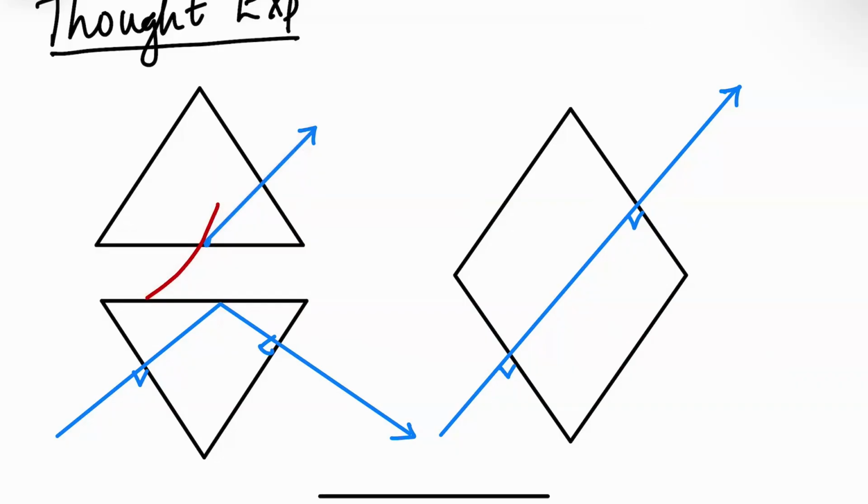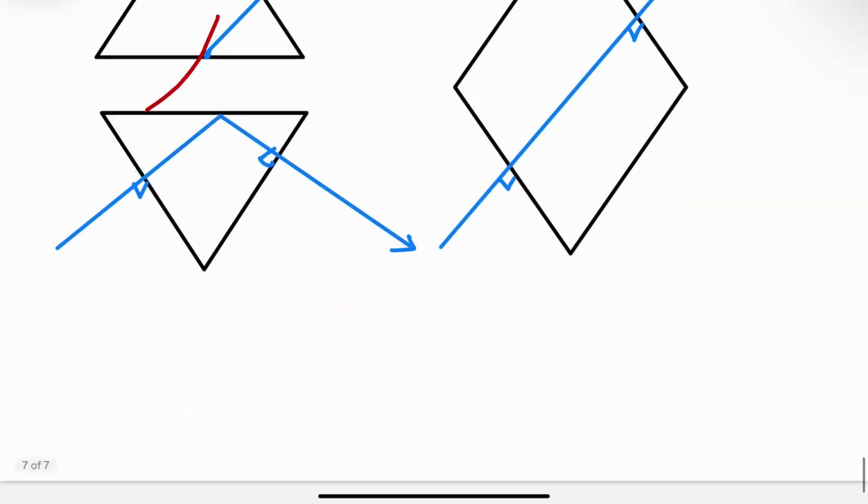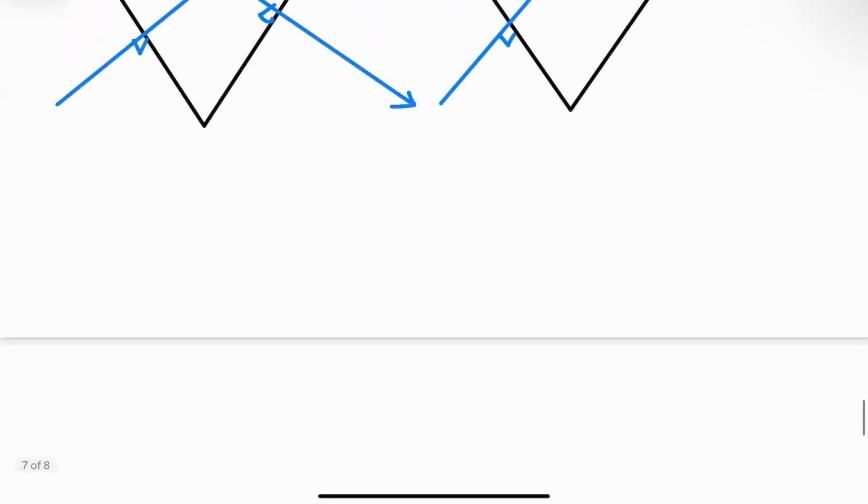That's a nice kind of thought experiment that allows you to see that there has to be an evanescent wave, or some kind of a field, on the other side.